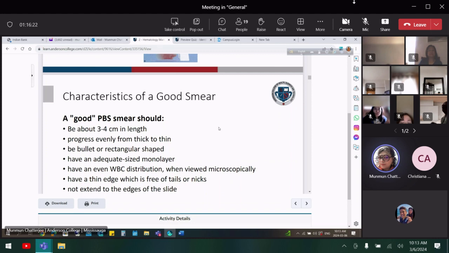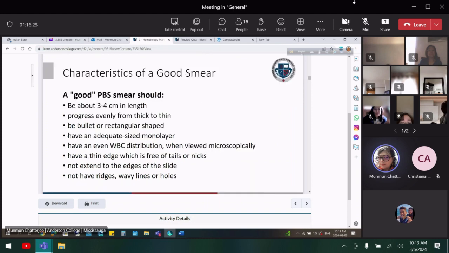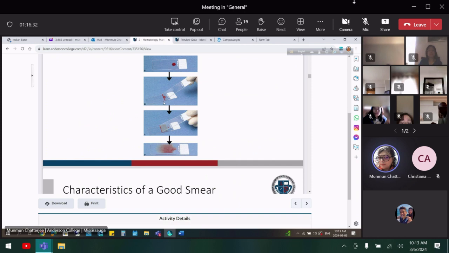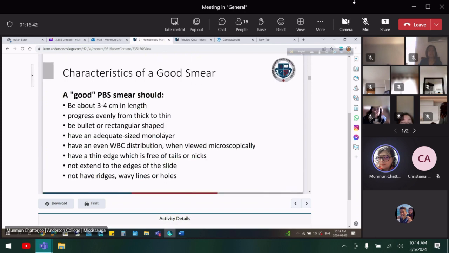Characteristics of a good smear: be about 3 to 4 centimeters in length, progress evenly from thick to thin. Because you are going from here to there, it should be thick here and then thin here. You can see thick here and thin here. And it has to have a tongue-shaped appearance. Be bullet or rectangular shape. Have an adequate sized monolayer. Have an even WBC distribution when viewed microscopically.